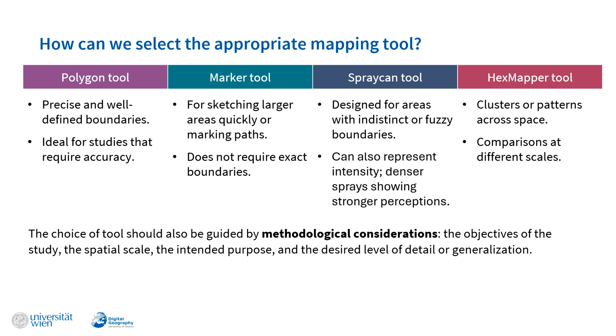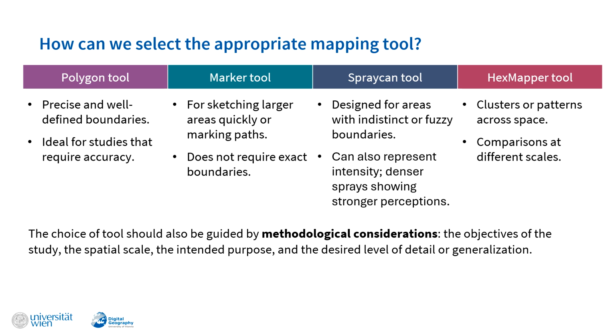The X-Mapper tool simplifies selection by allowing participants to click on hexagonal cells. This is especially useful for showing clusters or patterns across a space, such as areas of frequent crime reports or concentration of recreational activities. It supports comparison at different scales because the grid adapts to zoom levels.